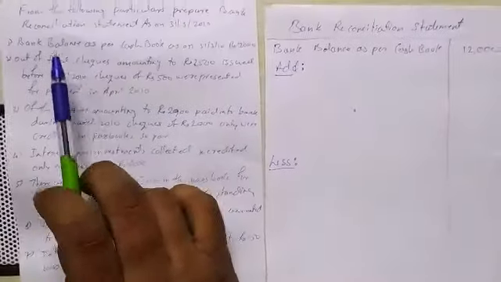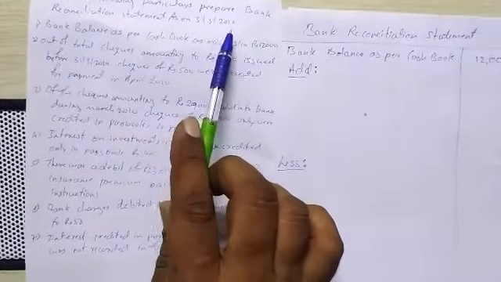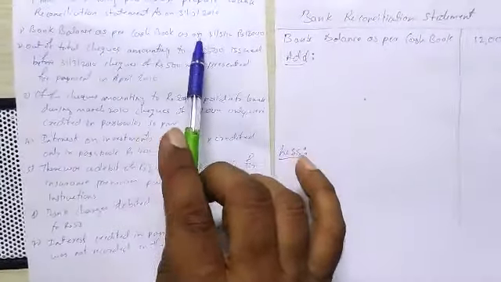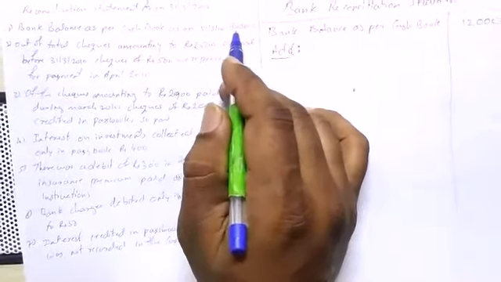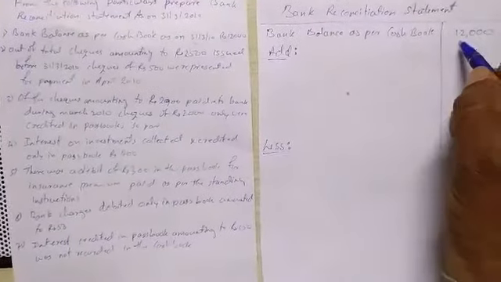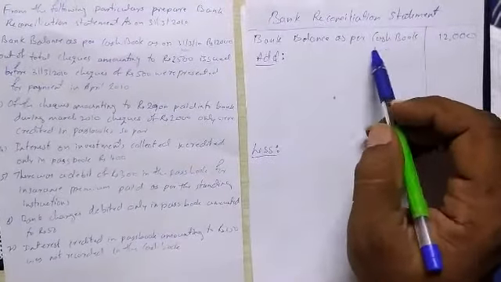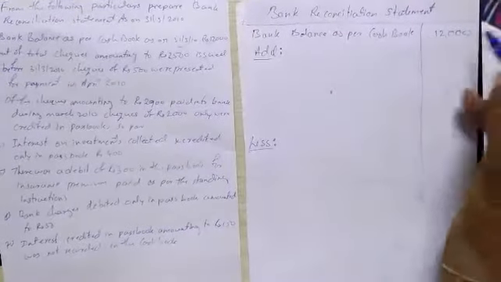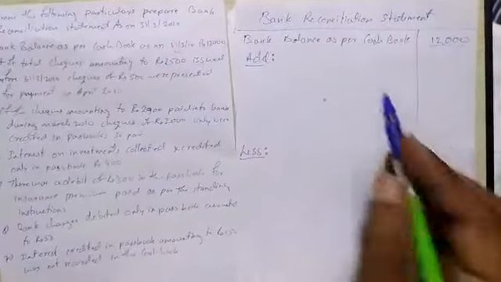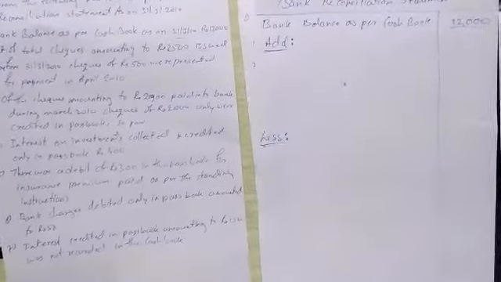So here we have a problem. From the following particulars, prepare a bank reconciliation statement as on 31/3/2010. Bank balance as per the cash book as on 31/3/2010 is rupees 12,000. Here the bank balance as per the cash book is given, so it shows 12,000 rupees. Write whatever they have given, whether balance as per the passbook or the cash book, in the first row here, and make two parts: one to add transactions and another to deduct transactions, add and less.